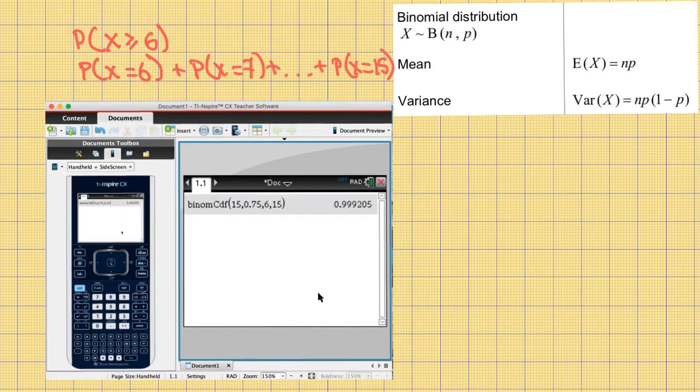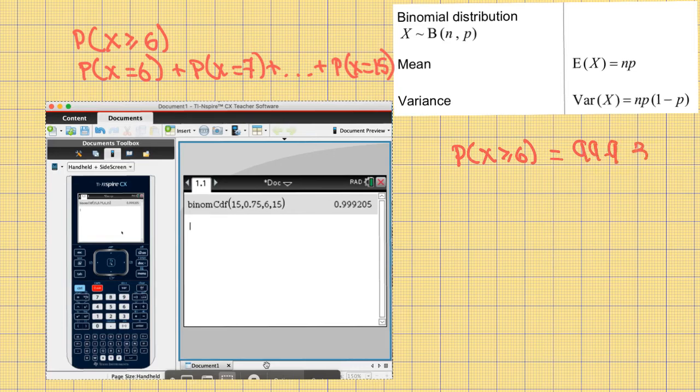Okay. So the probability of getting 6 or more sixes if a dice is rolled 15 times with a success rate of 0.75 is 99.9%. So in this case, the probability that x is greater than or equal to 6 is equal to 99.9% to 3 significant figures.